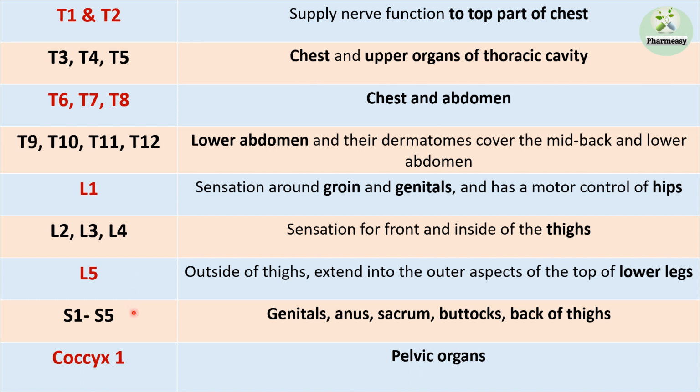Sacral 1 to sacral 5 nerves provide nerve functions to genitals, anus, sacrum, buttocks, back of thighs. Coccygeal nerve provides nerve functions to pelvic organs.